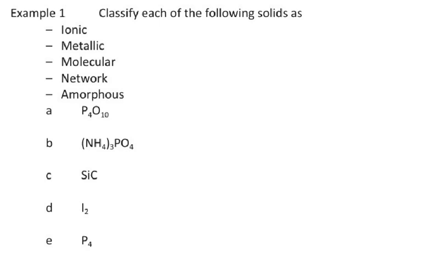We can right away cross off ionic solids because this is not made of ions. It's not metallic either because it's not a pure metal. It's not a network solid because it's not made of silicon or carbon compounds, and it's not amorphous because it's not glass or plastic or the like. P4O10 is a molecular solid.